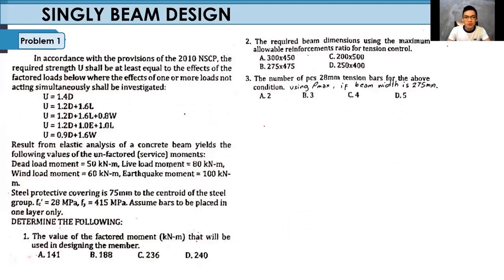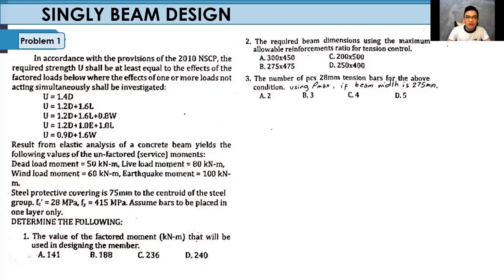In accordance with this provision of the 2010 and also 2015 NSCP, the required strength U shall be at least equal to the effects of the factored loads below, where the effects of one or more loads not acting simultaneously shall be investigated. So here we have U natin is 1.4 dead load, 1.2 dead load plus 1.6 live load, 1.2 dead load plus 1.6 live load plus 0.8 na wind load. Meron din tayong 1.2 dead load plus 1 earthquake load and 1 live load. And lastly, yung 0.9 dead load plus 1.6 wind load.